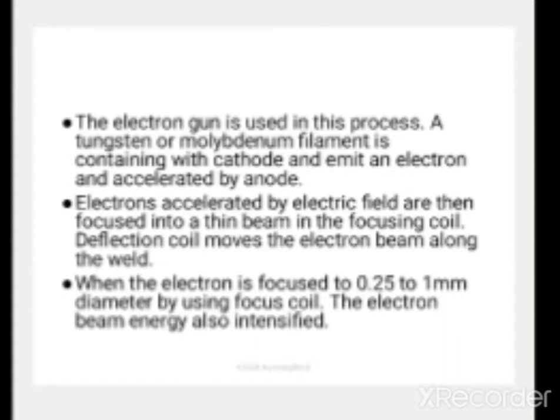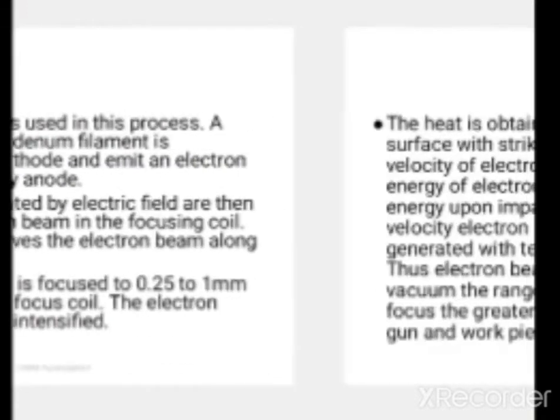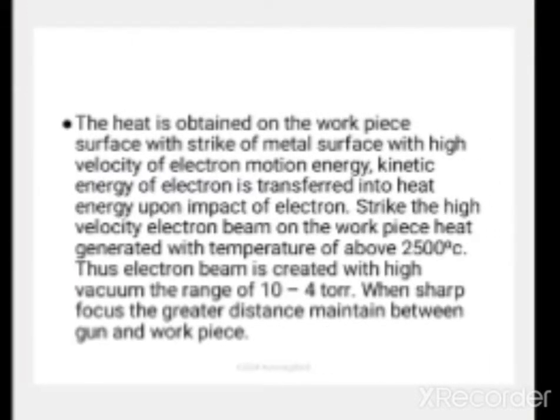When the electron beam is focused to 0.25 to 1 mm diameter by using the focus coil, the electron beam energy is also intensified. The heat is obtained on the workpiece surface with the strike of high velocity electrons on the metal surface. Kinetic energy of the electron is transferred into heat energy due to the impact of electrons. The strike of the high velocity electron beam generates heat, and a temperature of above 2500 degrees centigrade can be achieved.